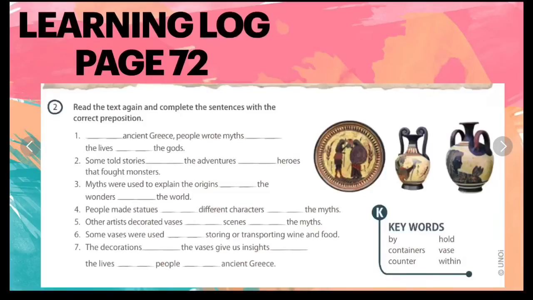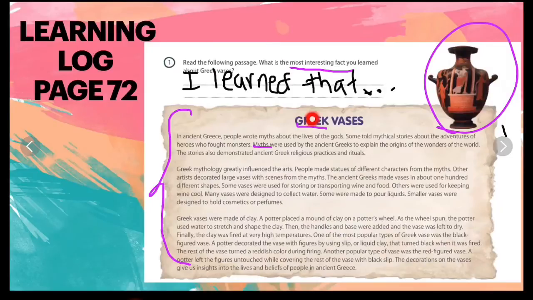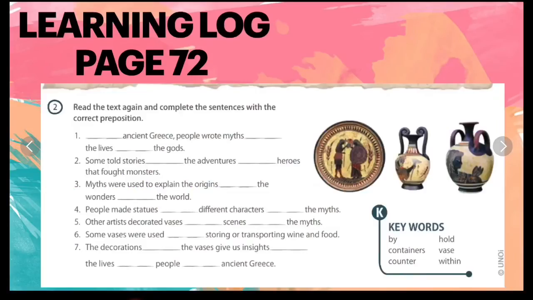Now, on exercise number 2 from page 72, what do you have to do, guys? Well, you have to read the text again. That means you have to go back and read this text to do exercise number 2. And then you're going to complete the sentence with the correct preposition. What are prepositions, guys? Prepositions are connectors. They join sentences. They are helpers that combine sentences.